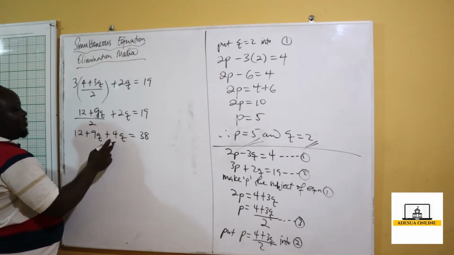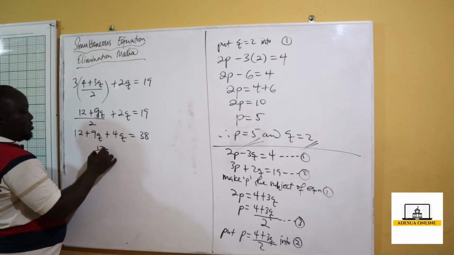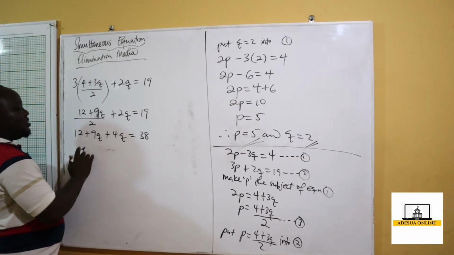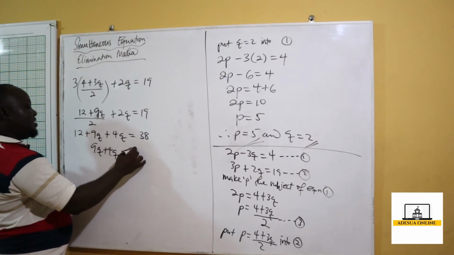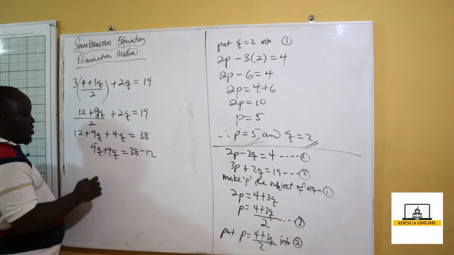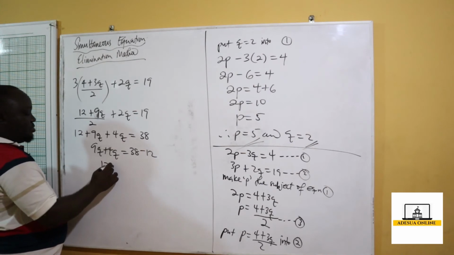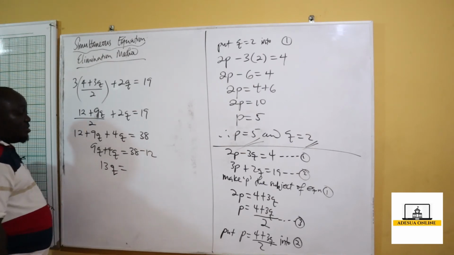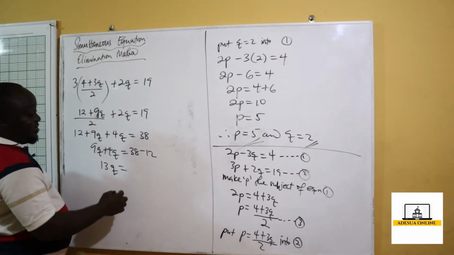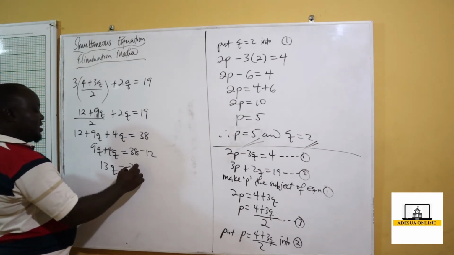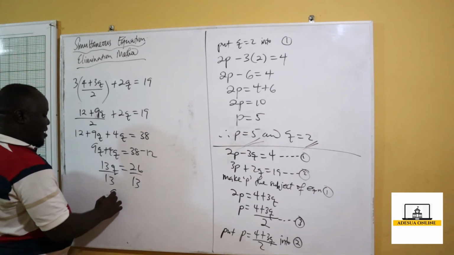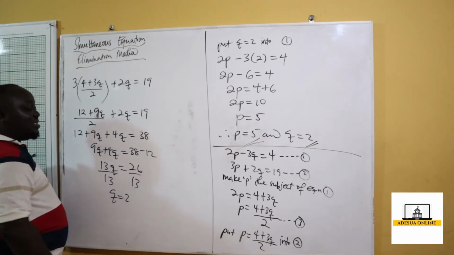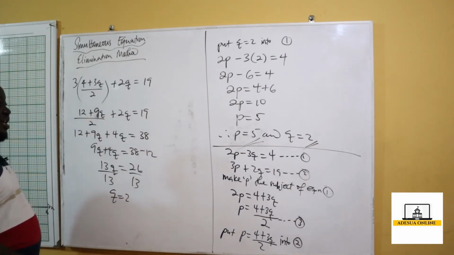So 9Q plus 4Q is 13Q. Okay, let's group like terms. We shall have 9Q plus 4Q is equal to 38 minus 12. So we have 13Q is equal to 38 minus 12, which will give us 26. So we divide here by 13, here by 13. Our Q is equal to 2, which is the same answer we had for the first one.